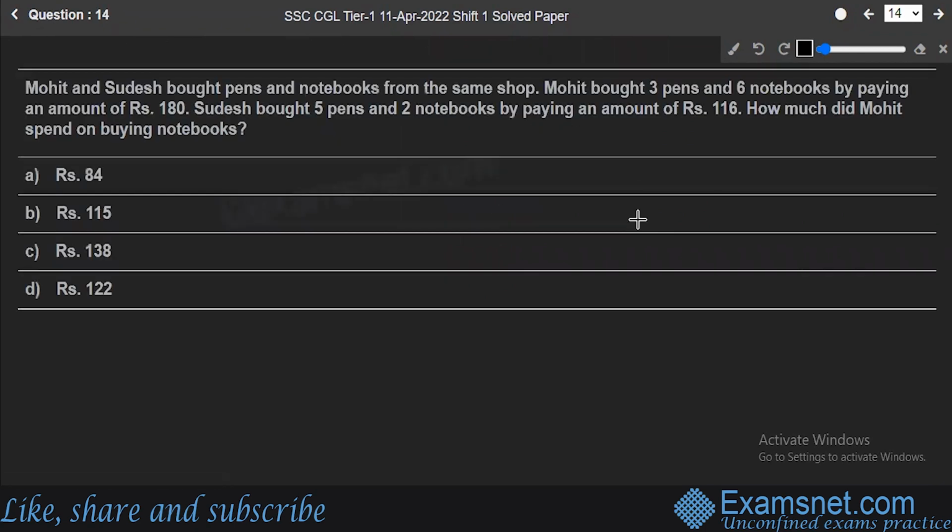Next question, number 14. Mohit and Sudesh bought pens and notebooks from the same shop. Mohit bought 3 pens and 6 notebooks by paying an amount of 180. Sudesh bought 5 pens and 2 notebooks by paying an amount of 116. How much did Mohit spend on buying notebooks? See, nothing much. These are actually linear equations problems. This problem is based on linear equations in 2 variables.